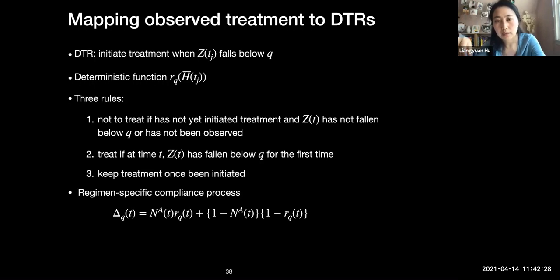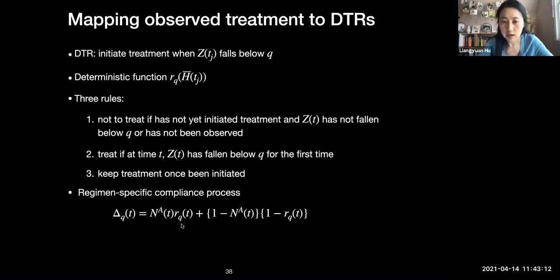Then in order to estimate the comparative effects of these DTRs, we have to map the observed treatment pattern to specific DTRs. Essentially, we follow three deterministic rules to create the mapping. The first rule says not to treat if the person has not yet initiated treatment and if CD4 has not fallen below Q or has not been observed. If at any time T, CD4 has fallen below the threshold for the first time, treat the person. Once treated, keep treating.